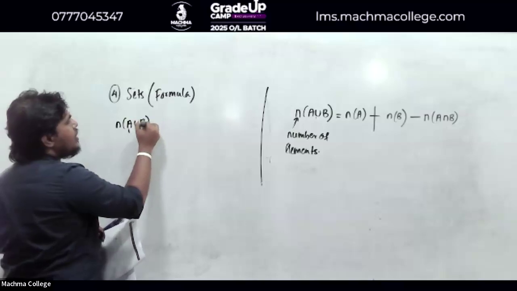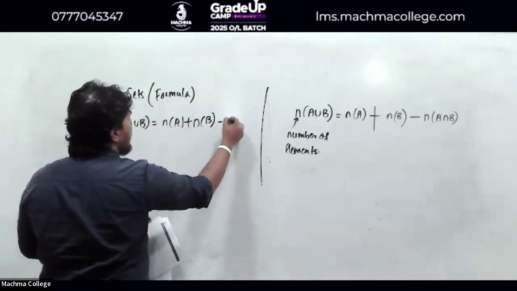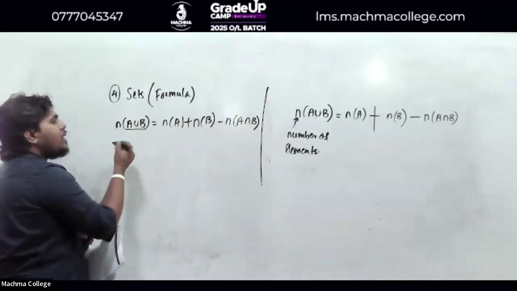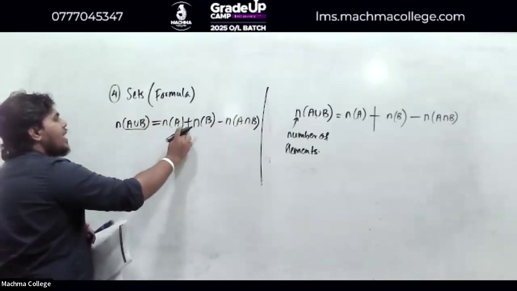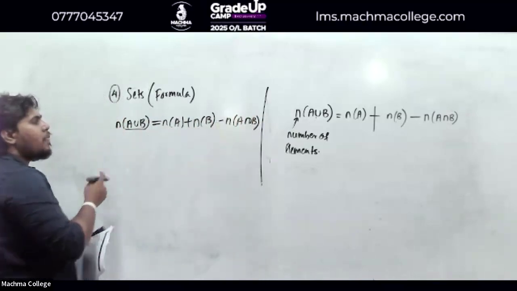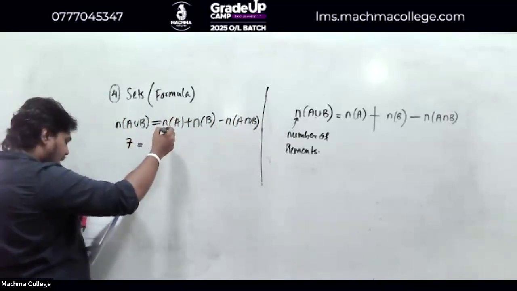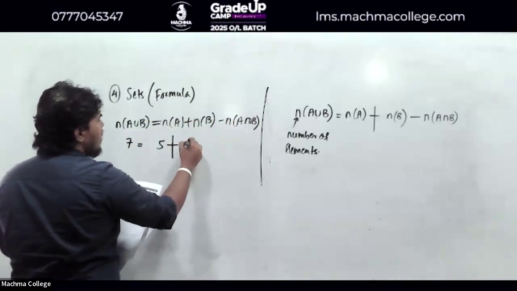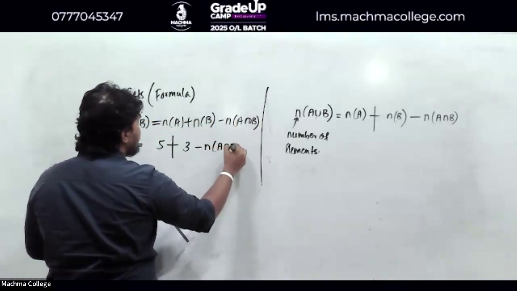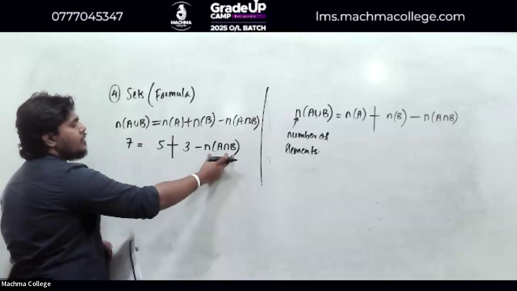n(A union B) is equal to the number of elements in set A plus the number of elements in set B minus the number of elements in A intersection B. Remember the pattern. A union B is equal to NA plus NB minus NA intersection B. Remember the pattern. n(A union B) is given as 7. Number of elements in A is 5 plus number of elements in B is 3 minus number of elements in A intersection B. This is what they wanted us to find.